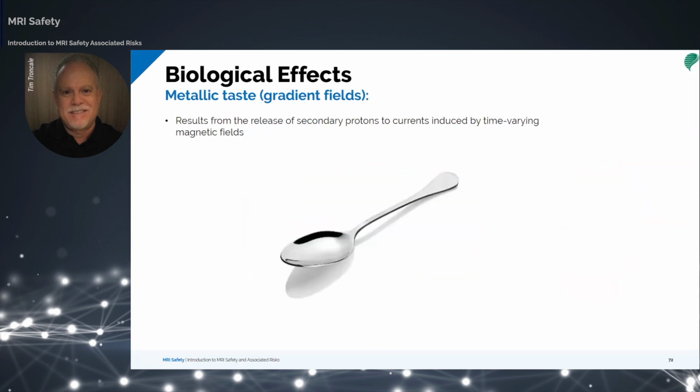Metallic tastes are common with the injection of iodinated contrast used in radiography, but the metallic or magnetic taste a patient experiences in MRI is not from contrast media. It has nothing to do with the contrast. It is caused by the release of secondary protons in the tongue due to currents induced by magnetic field variations.